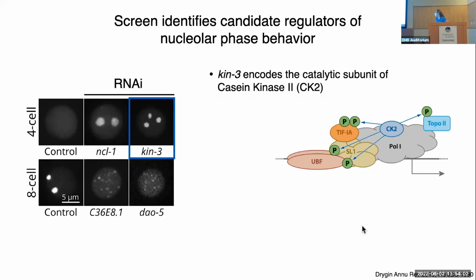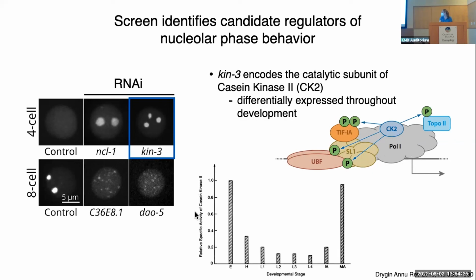And so here is just a couple of our hits that we're following up on. So NCL-1 and C36E8.1 were known genes. And so these were our positive controls. But we also found KIN-3, which encodes the catalytic subunit of casein kinase 2, which is known to phosphorylate a number of regulators of transcription of RNA polymerase I. And it is differentially expressed throughout development. So it's highly active in the embryo and less so later in development. And in the adult, it comes back up, but that's because the adults are gravid and have embryos.